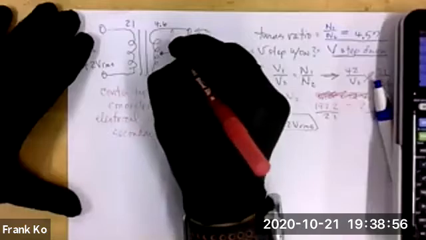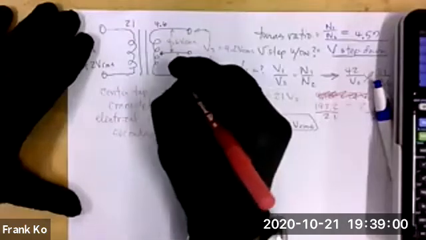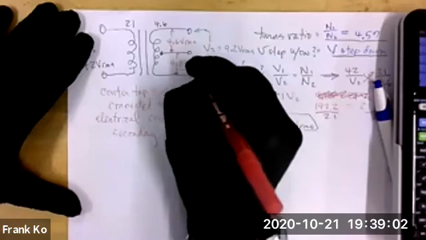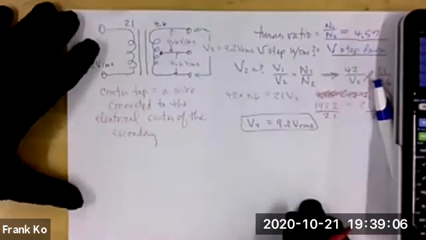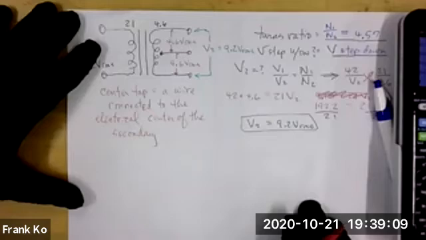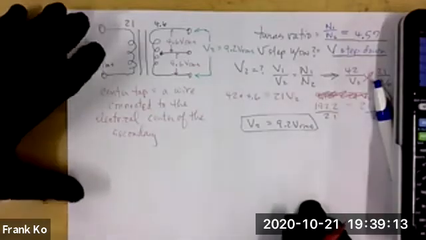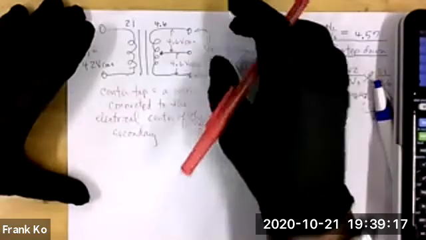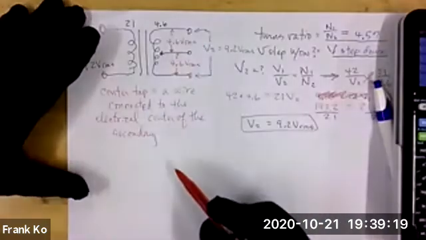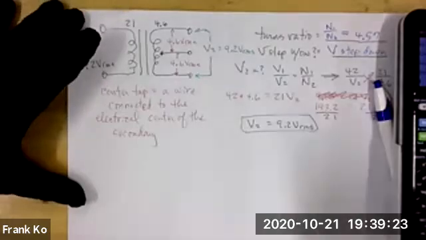So we should have 4.6 V RMS. Everybody okay with how to reconcile the voltage on the secondary? Okay, and how to reconcile voltage to the center tap? The key here was finding the secondary voltage and then finding half of that as being your center tap voltage. So far, so good? Now, here we go.